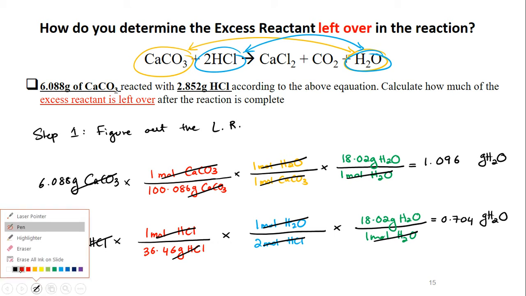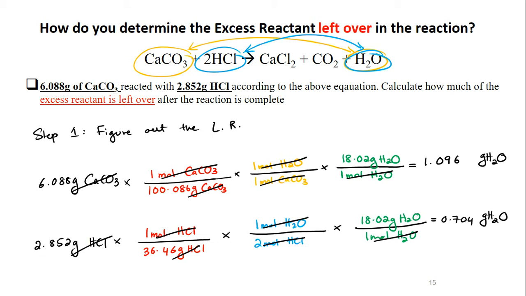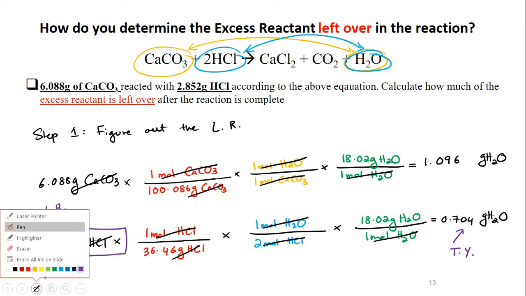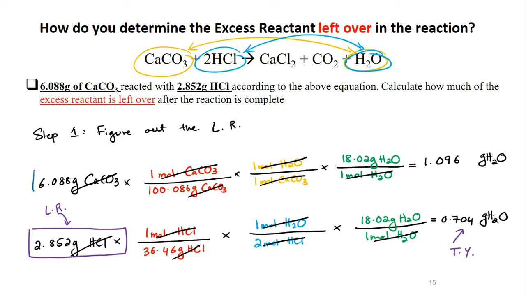So that means the smaller number of the two masses of water that's produced is going to be your theoretical yield, right? So theoretical yield is 0.704, and the reactant that produces that theoretical yield is hydrochloric acid, which means this is my limiting reactant. And if hydrochloric acid is my limiting reactant, that means calcium carbonate is my excess reactant.